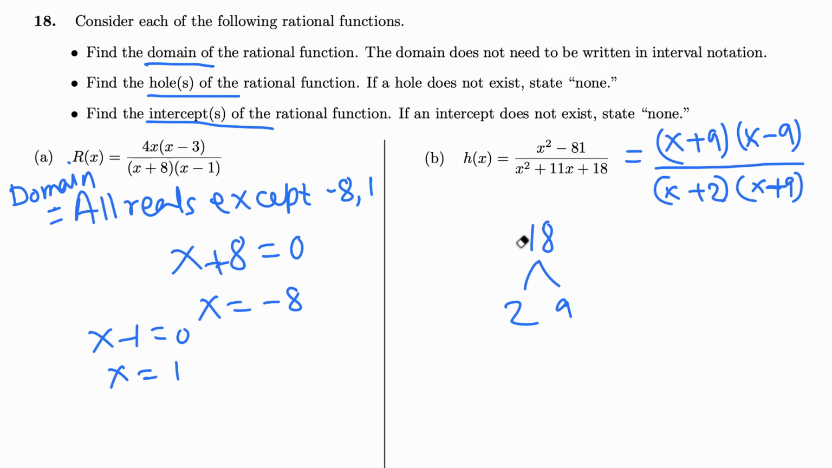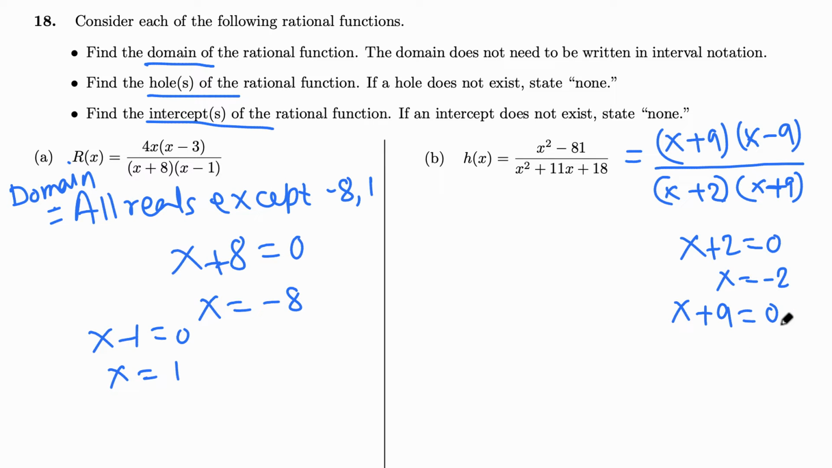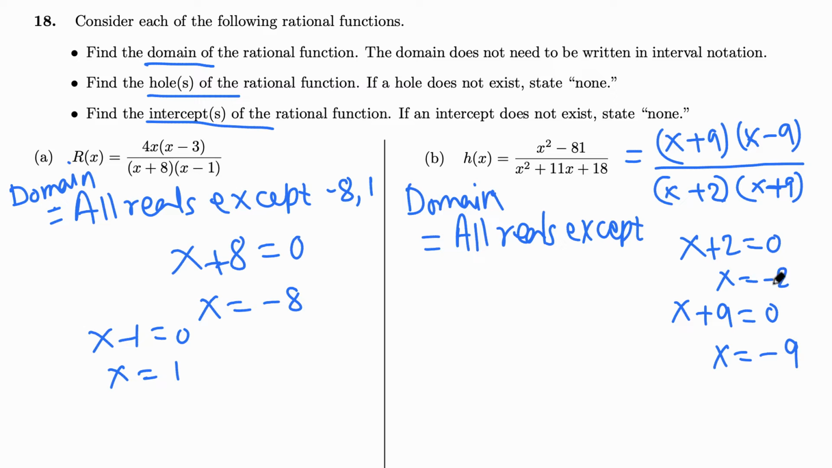So for this question, the domain is all real numbers except those x values that make the bottom 0. So x plus 2 is 0 when x is negative 2. x plus 9 is 0 when, subtracting 9 from both sides, x is negative 9. So the domain is all real numbers except these two, negative 2 and negative 9.